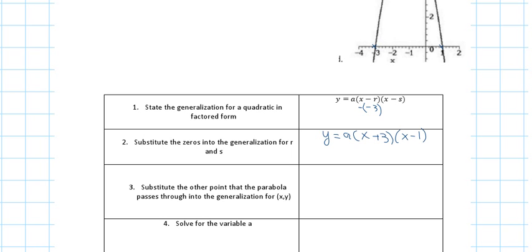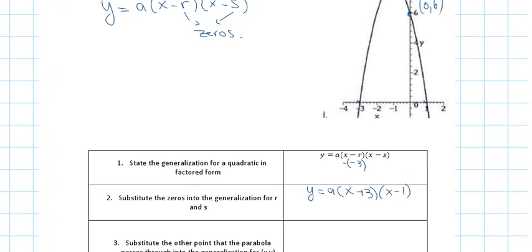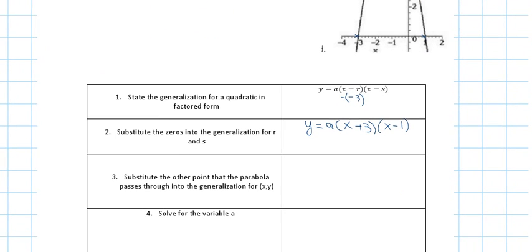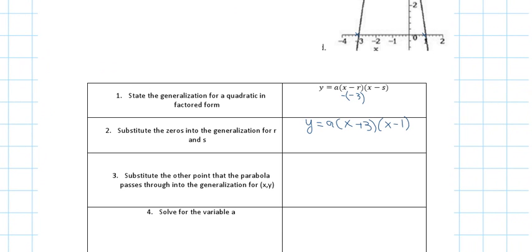Good. Now I know my zeros, I know everything. The only thing that I still have to solve for is a, right? So if I look at the point that they gave me, I have the x and y. I plug in the x and the y and I solve for a, as I did earlier in the vertex form. Same idea. So x is 0, y is 6: 6 equals a times (0 plus 3) times (0 minus 1). So that gives me 6 equals a times 3 times -1.